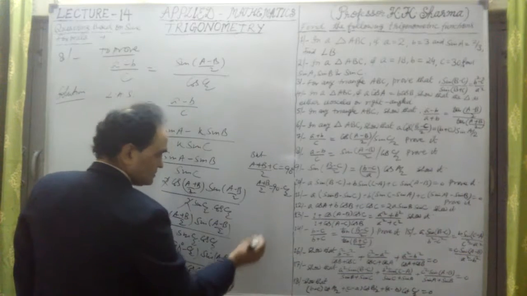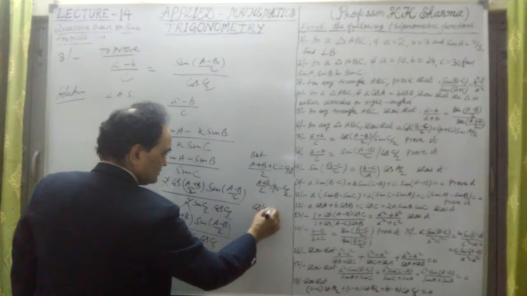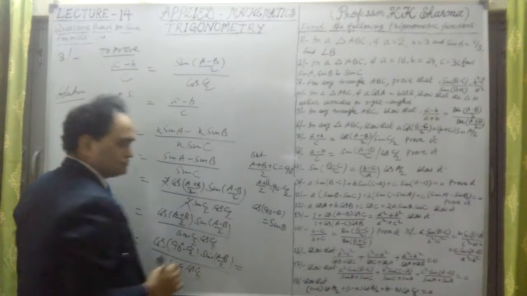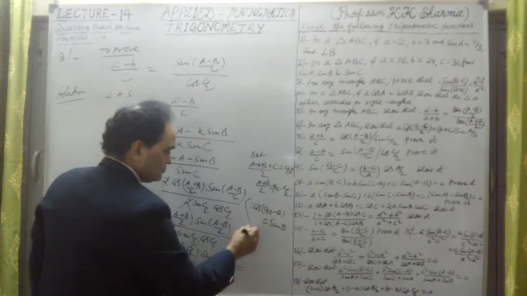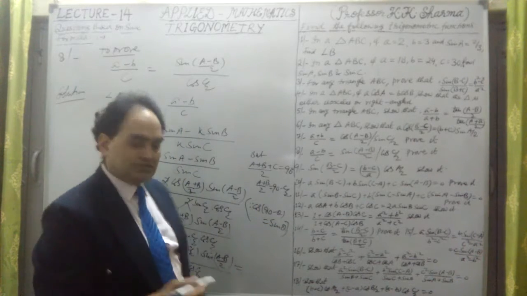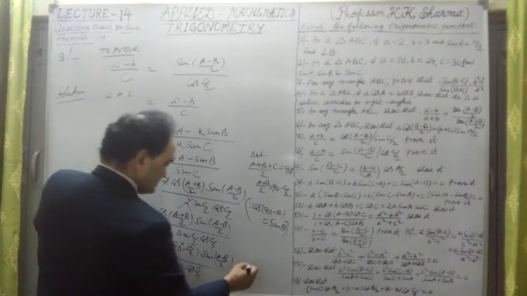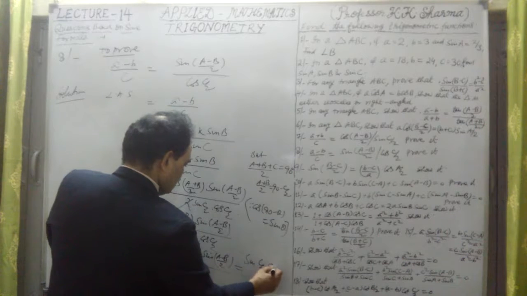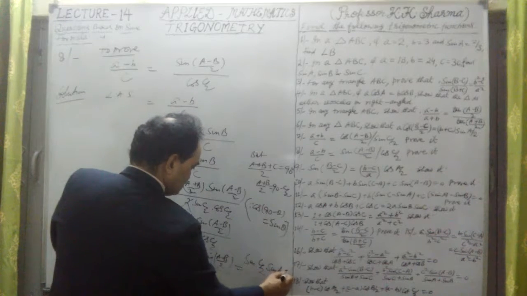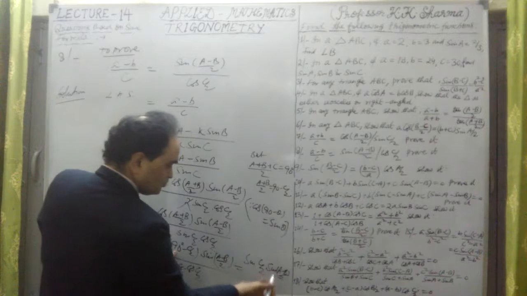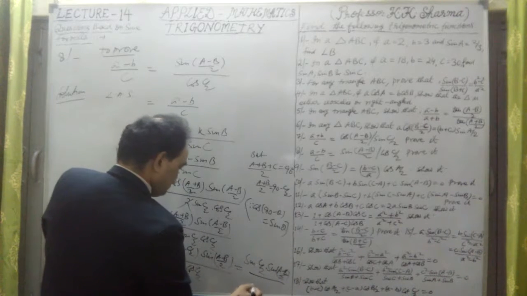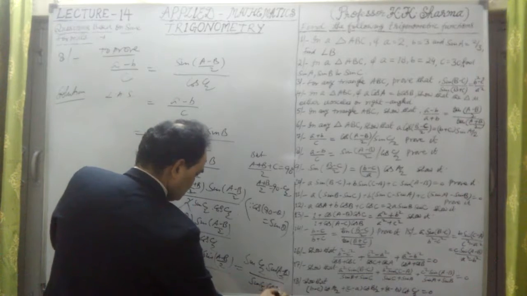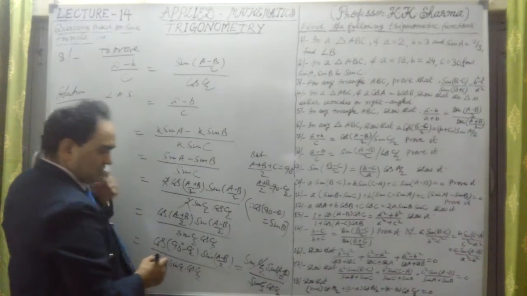Okay, so it will give us first cos 90 minus theta is equal to sin theta. This is the formula. Since cos 90 minus theta is equal to sin theta, in the numerator we are having sin C by 2 into sine A minus B by 2 as it is, whole divided by sine C by 2 into cos C by 2. Now sine C by 2 cancels out.